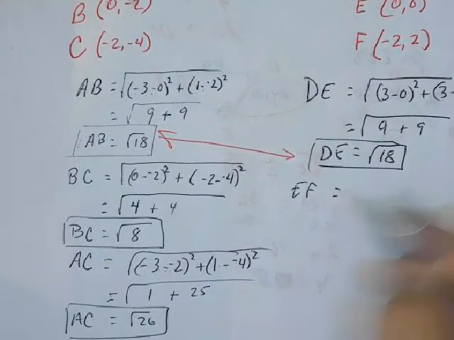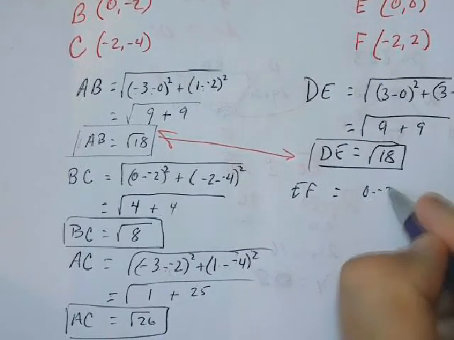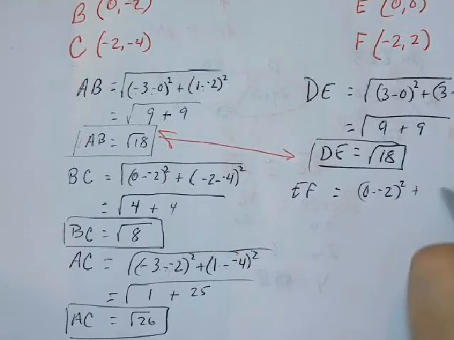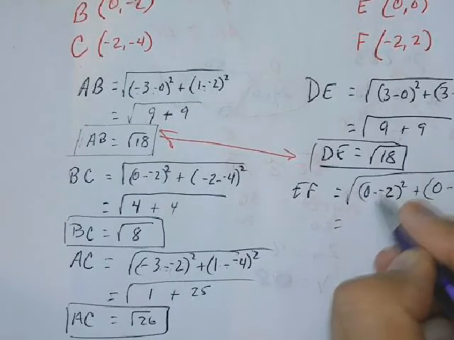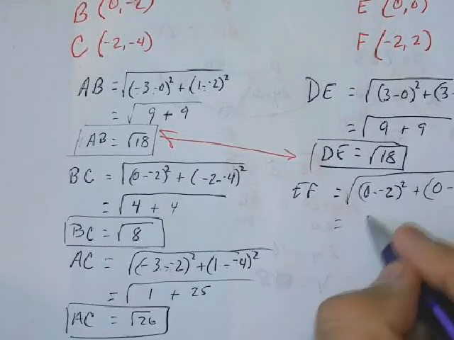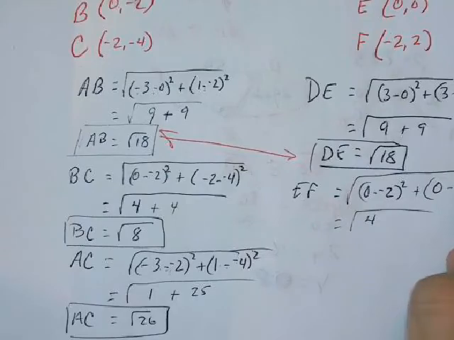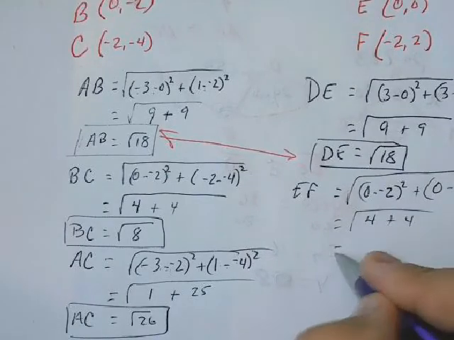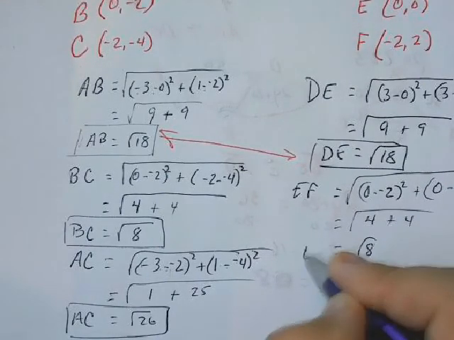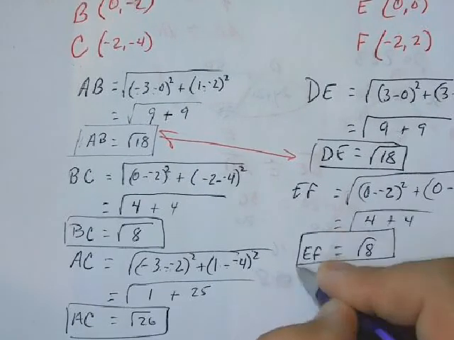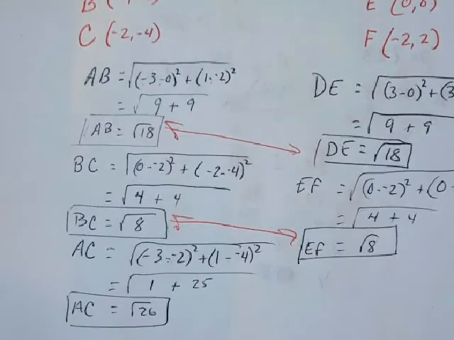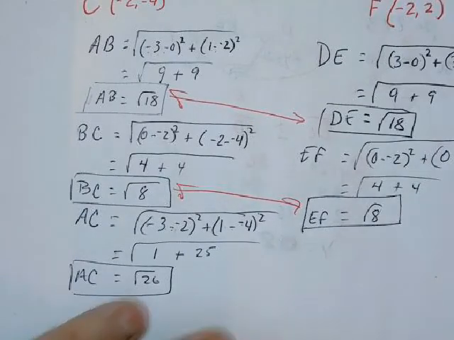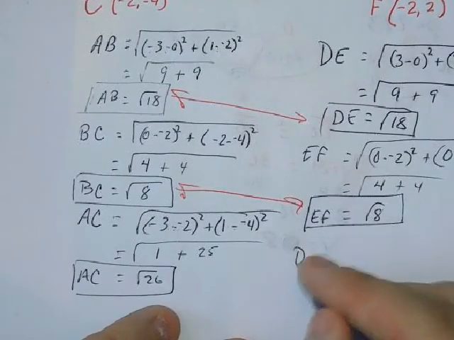All right, so EF, distance formula, 0 minus a negative 2 squared plus 0 minus 2 squared. Be careful with your negatives. That'd be positive 2. Positive 2 squared is 4. Minus 2 squared is 4. So we have the square root of 8. Look at that. It does work. So BC and EF are the same. We've got one more to show, and we are done with number 13.